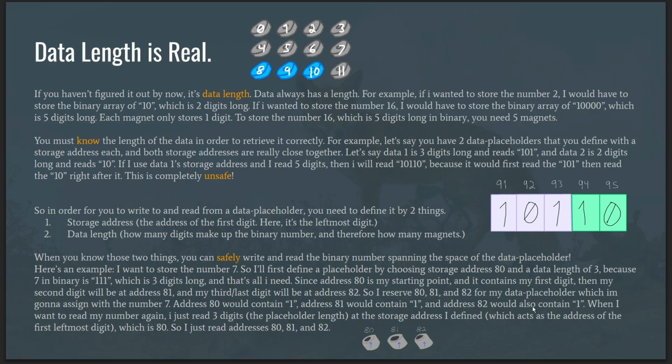Up, up, up. When I want to read my number again, all I have to do is read 3 digits, the placeholder length, at the storage address that I defined, which, remember, acts as the address of the first digit, which is 80. That's the storage address. So I just read addresses 80, 81, and 82.